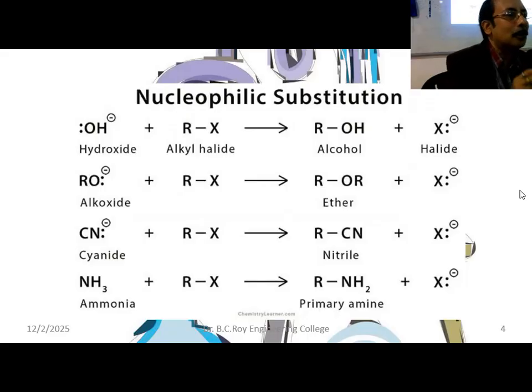And what is getting affected? The double bond. The double bond is broken and the bromine is getting added up. So that is called addition reaction. That is the proof of unsaturation. That is the specific test for unsaturation.